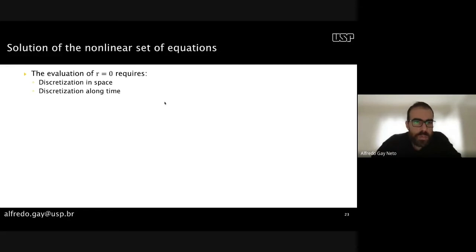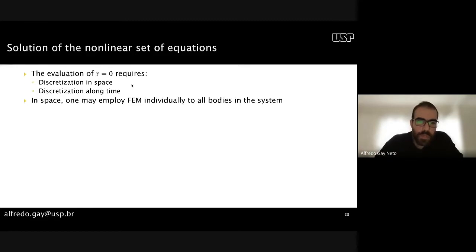And the solution of this set of nonlinear equations is given by having this residual equal to zero. For that, you have to make a discretization in space. Usually, when you have flexible bodies, for example, you can use the geometrically exact beam theory, or shell theories, or even the finite element method for solids, and so on. And discretization in time, in order to have a time evolution of your system.